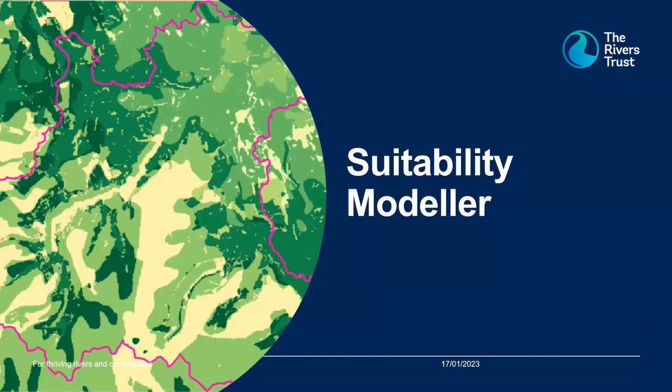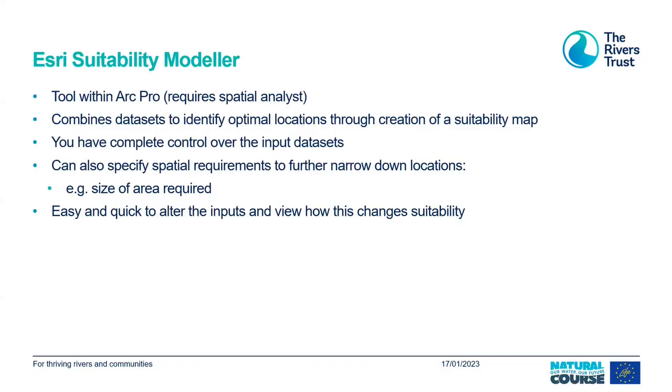So, Suitability Modeller. It's a tool within Arc Pro. I'm not sure how many of you have had a look at it before, but it requires the Spatial Analyst extension, and that should already be included in your license from Esri, so you shouldn't have to add anything to your current license. And I think it's really useful because it allows you to combine a number of data sets together to provide an indication of the best location for your work.